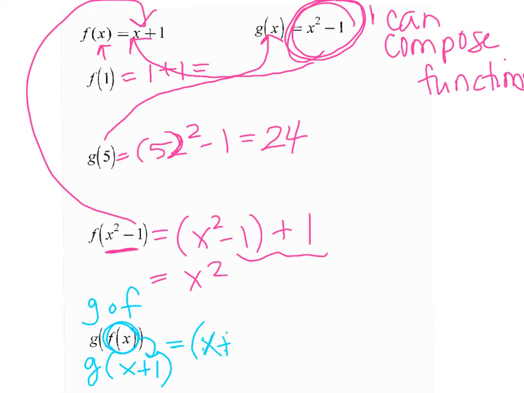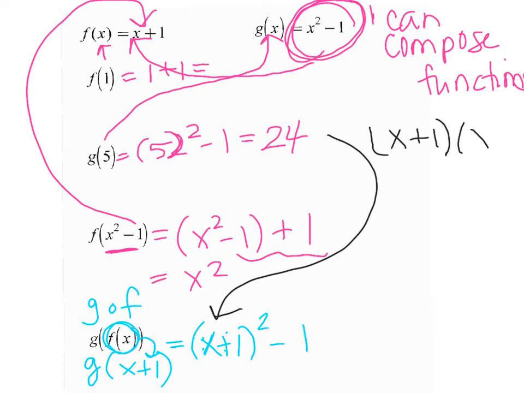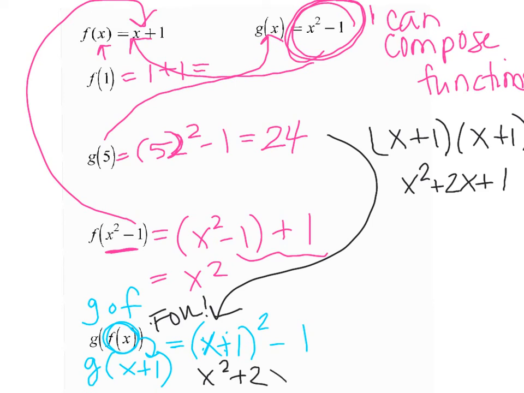X plus 1, and then square it, and then subtract 1. And just like yesterday when we talked about this, you have to FOIL this. So you're going to have x plus 1 times x plus 1. FOIL. So you should get x squared plus 2x plus 1. That's what goes here. And then this minus 1 still gets carried down. And your final answer then is x squared plus 2x. And that's it.